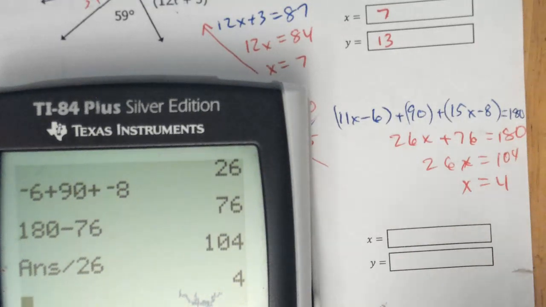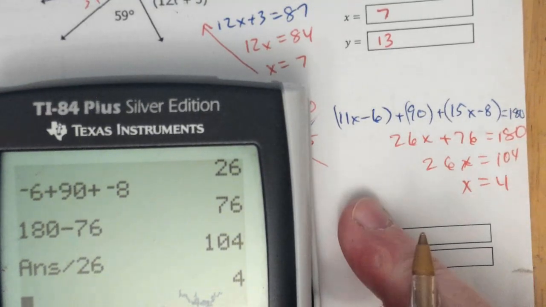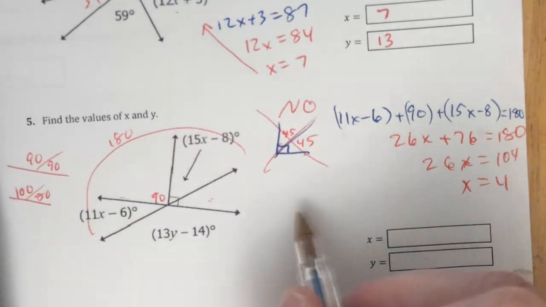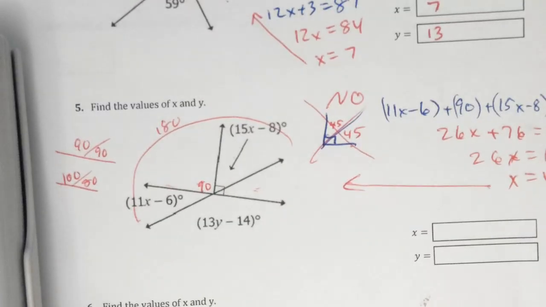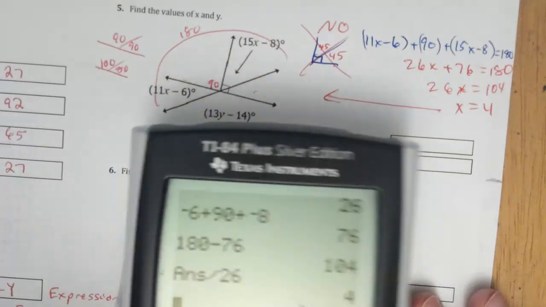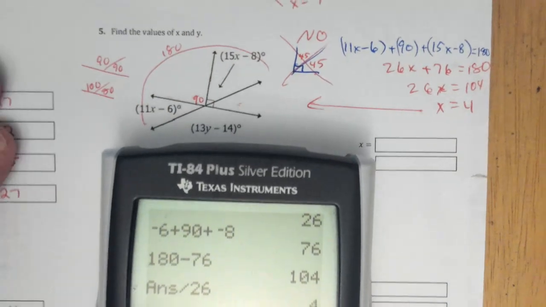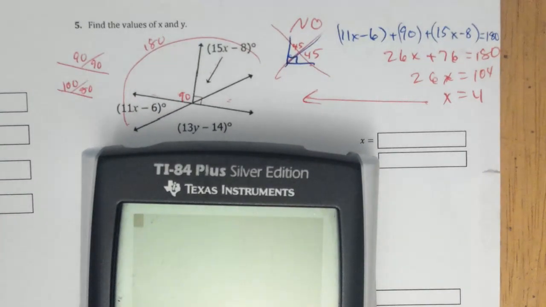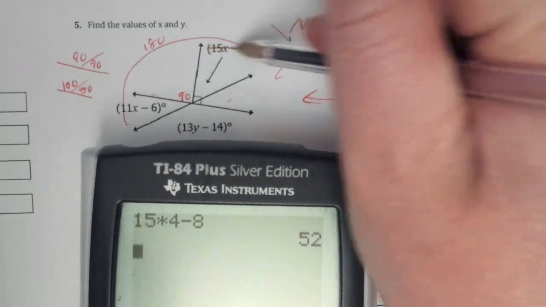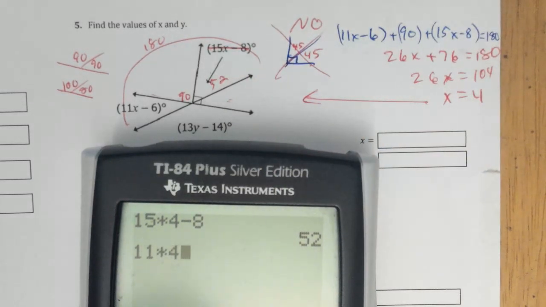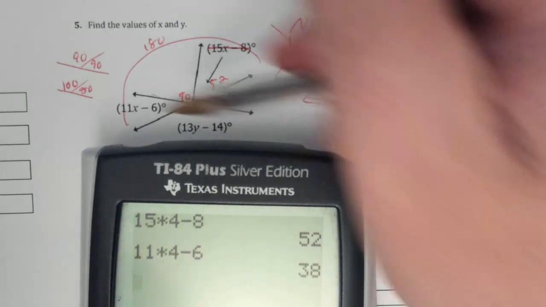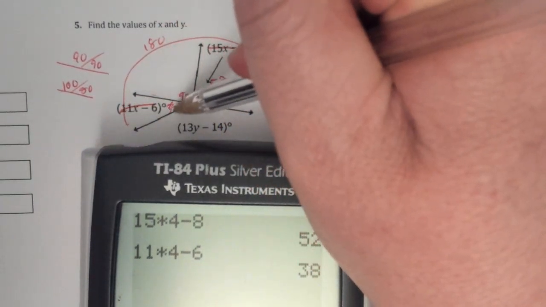Perfect. Once we get x, always plug it back in the picture to double check yourself and prepare yourself no matter what they ask. So we're going to put that back in the picture. Zoom out a little bit. All right, so we have 15 times 4 minus that 8. This angle right here is 52. 11 times 4 minus 6, that is 38.